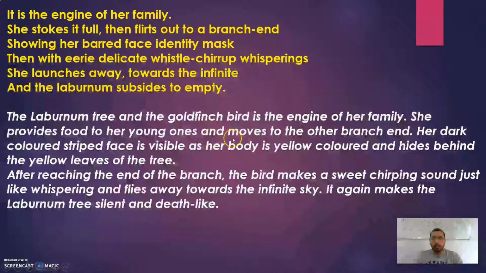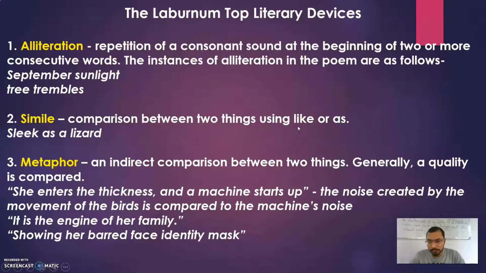She provides food to her young ones and moves to the other end of the branch. Her dark colored striped face is visible, as her body is yellow colored and hides behind the yellow leaves of the tree because the color is the same. After reaching the end of the branch, the bird makes a sweet chirruping sound, just like whispering, and flies away toward the infinite sky. It again makes the laburnum tree silent and death-like. As soon as the bird flies away, it leaves the tree as if lifeless and dead. So this is the explanation.